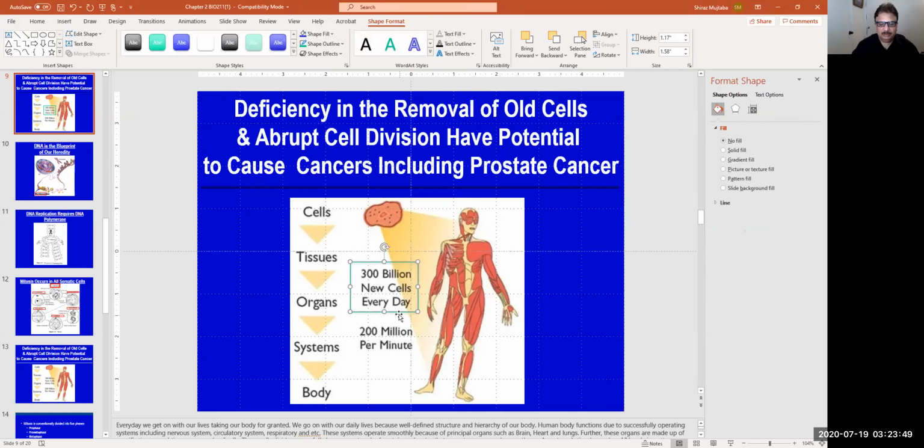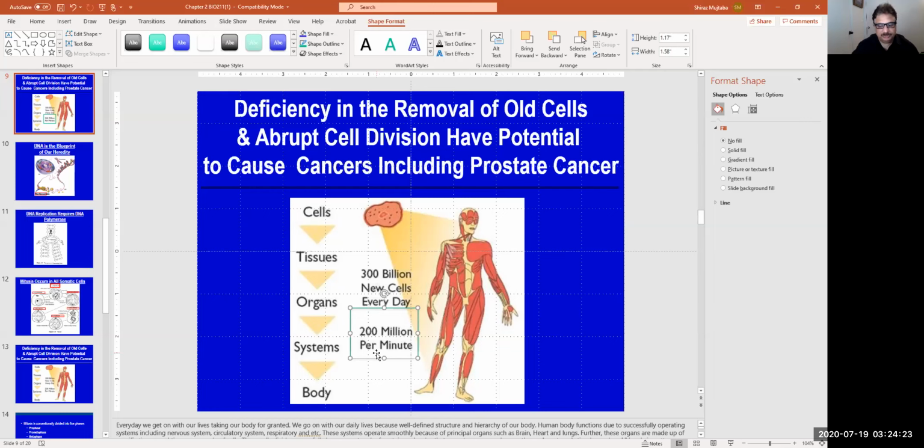In our body, almost 300 billion cells divide every day. We have many micro injuries, old cells are going off, new cells are coming up, to the extent that almost 200 million cells per minute. So from here you can calculate how many new cells are formed per second, so our body has a unique capacity to multiply cells.